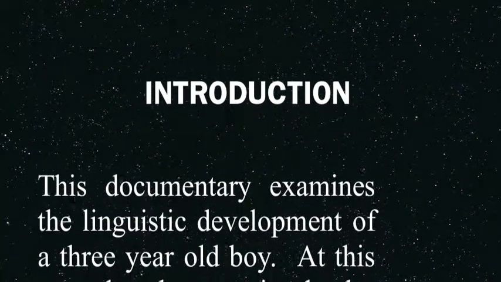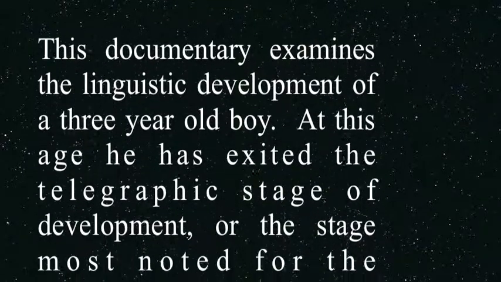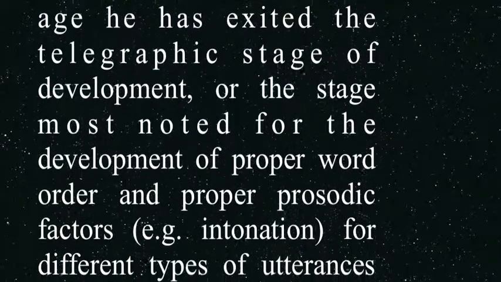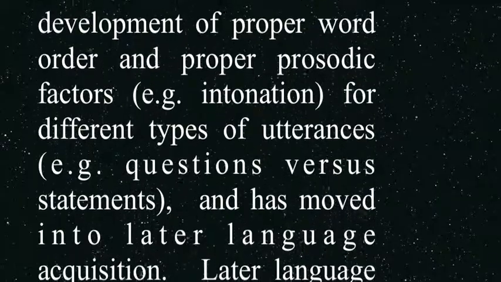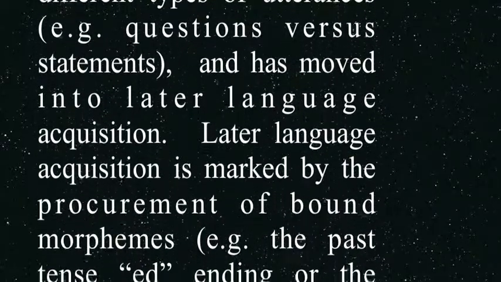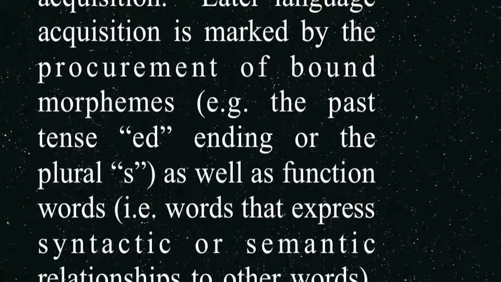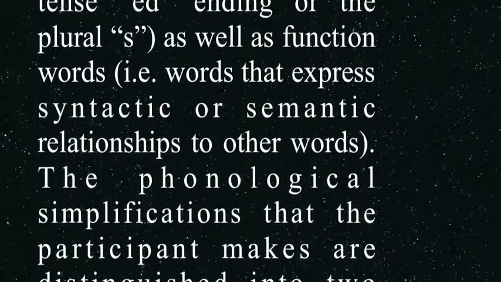This documentary examines the linguistic development of a 3-year-old boy. At this age, he has exited the telegraphic stage of development, or the stage most noted for the development of proper word order and proper prosodic factors for different types of utterances, and has moved into later language acquisition. Later language acquisition is marked by the procurement of bound morphemes as well as function words.